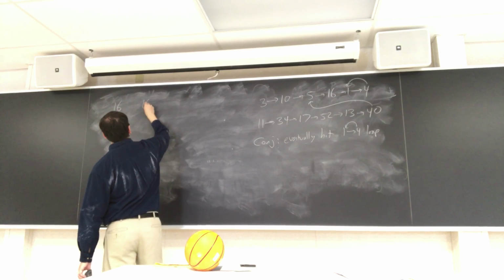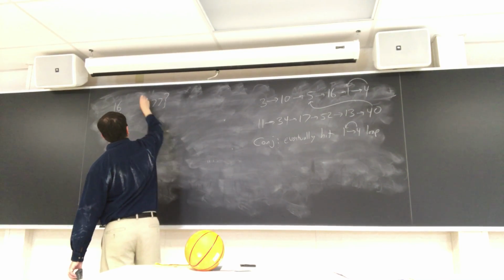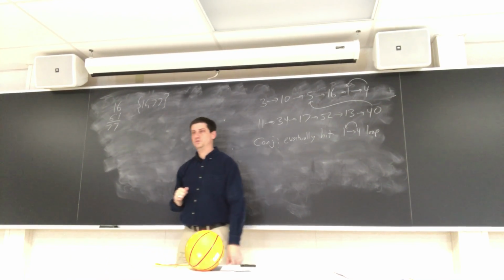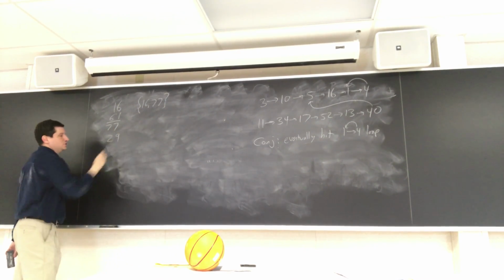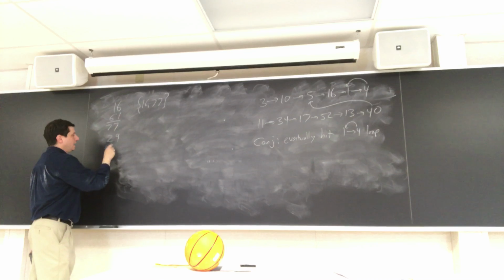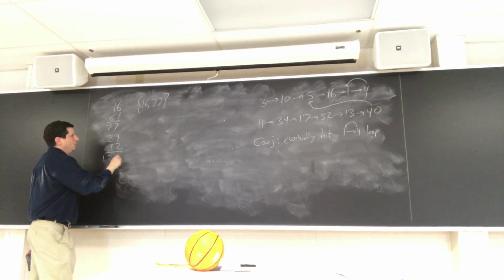So with a starting value of 16, that would be my sequence. So let's say I take 29. 29 is not a palindrome, so I flip. I get 92, and I get 121.